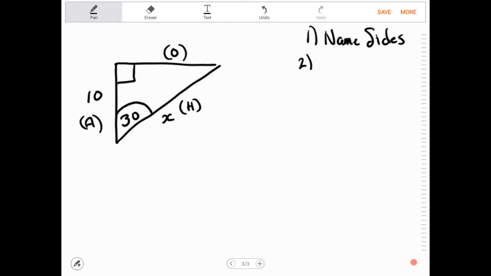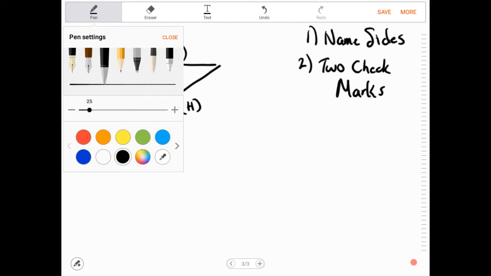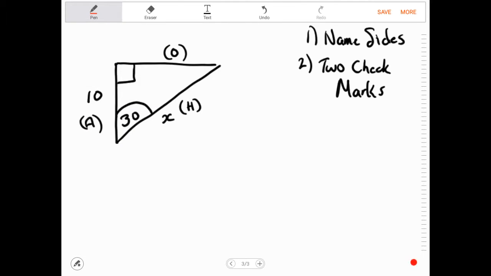Now, number two is the two check marks. If you follow my reasoning, you take the two check marks, and what you do is you put one on the side you're trying to find. Well, you can see I put an X right here. So we want to find our hypotenuse side. And which of the other two sides gives you information that you can use? The opposite has nothing, but the adjacent does have something. So the two sides we're going to use are going to be A and H.